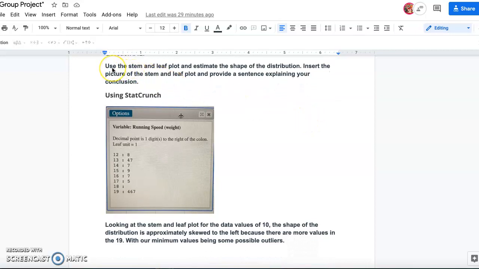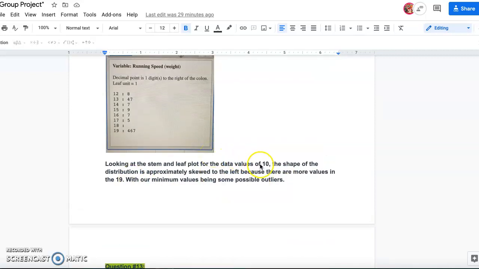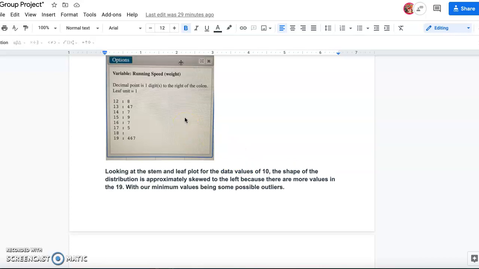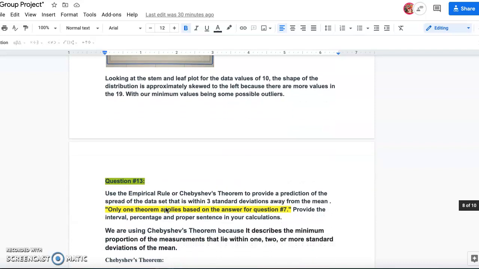Using the stem and leaf plot to estimate the shape of distribution. As you can see, I used StatCrunch for this. By looking at the stem and leaf plot for the 10 values, the shape of the distribution is approximately skewed to the left because there are more values in 19 right there, with some outliers.